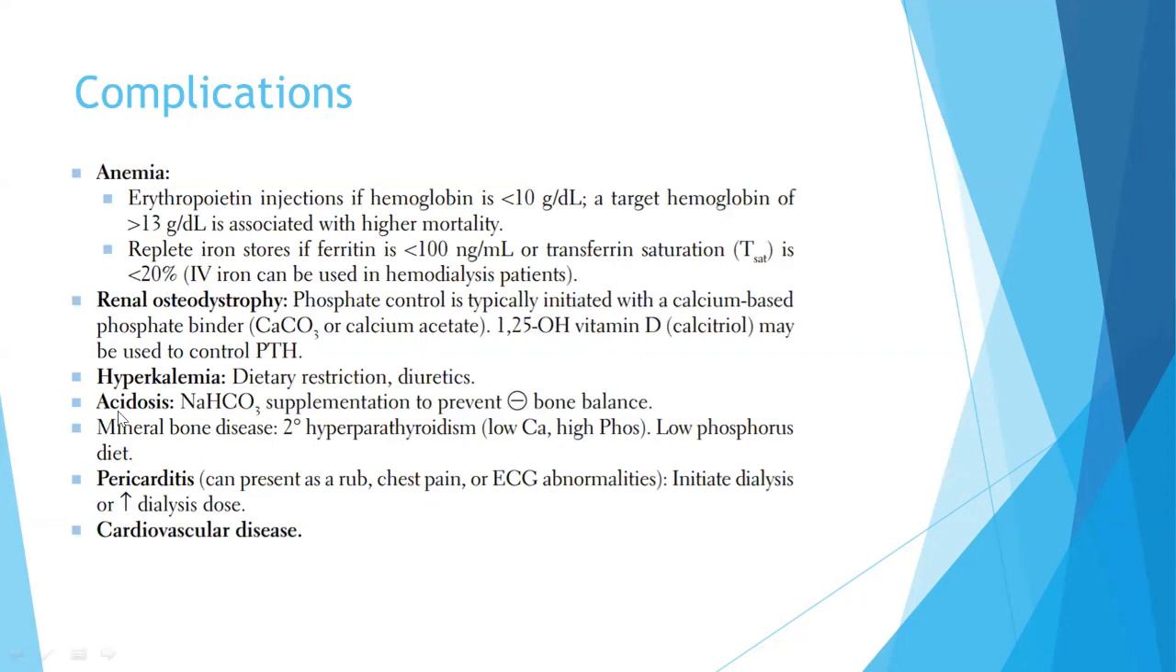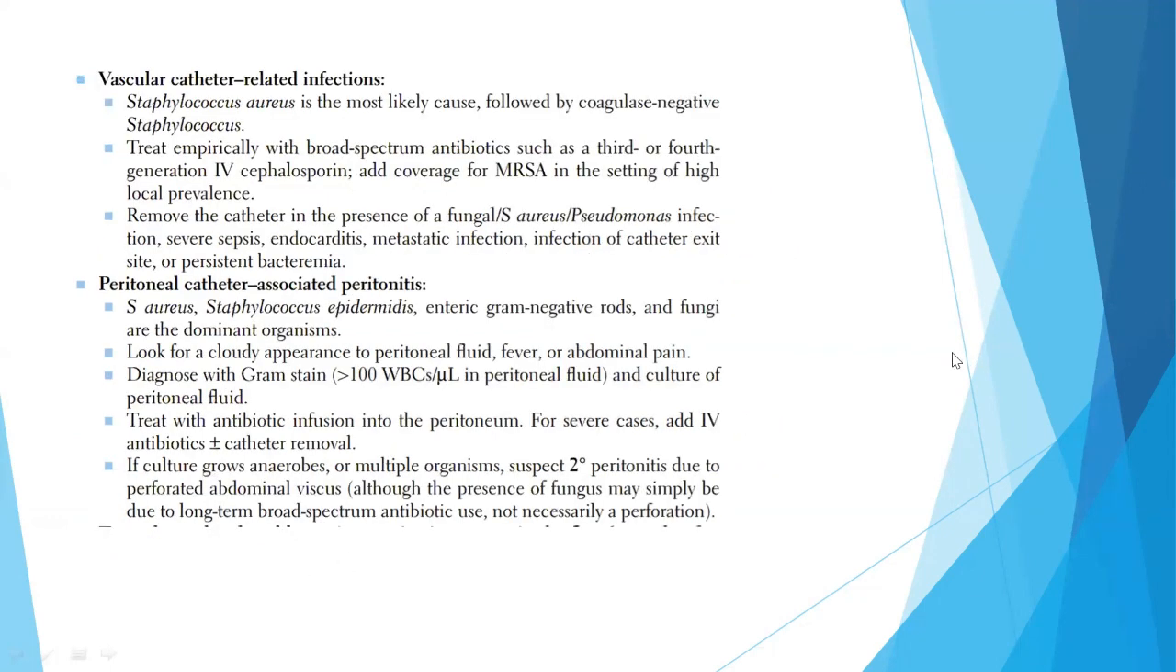So hyperkalemia is treated by dietary restrictions and diuretics. Acidosis is treated by sodium bicarbonate supplementation. Pericarditis, we need to initiate the dialysis or increase the dialysis dose. We cannot go for NSAIDs in this patient. Cardiovascular disease can be present, and we need to manage accordingly. There can be vascular catheter related infections because we are doing dialysis in the patient. For catheter related infection, the most common organism is Staph aureus, and this question is very commonly asked in the examination. For peritoneal catheter associated peritonitis, the most common organism is again Staph aureus or Staph epidermidis.